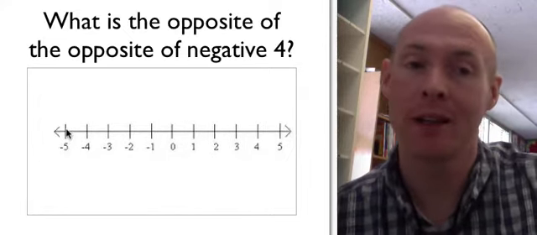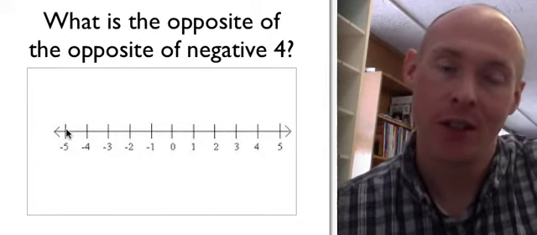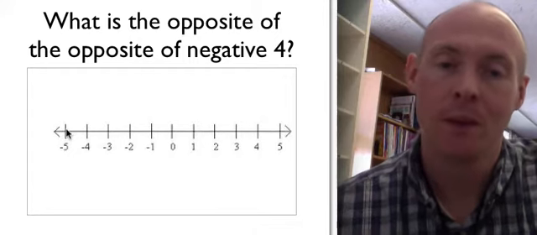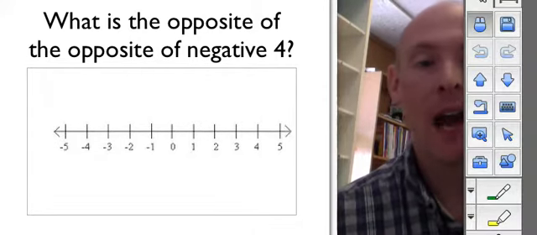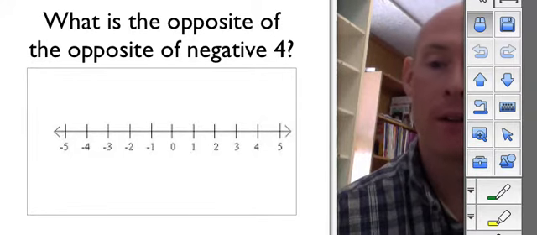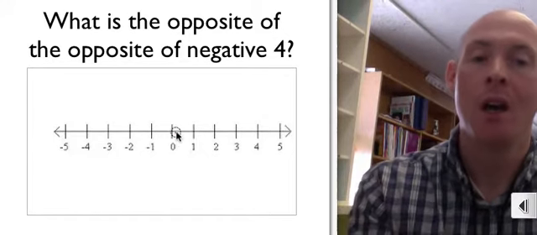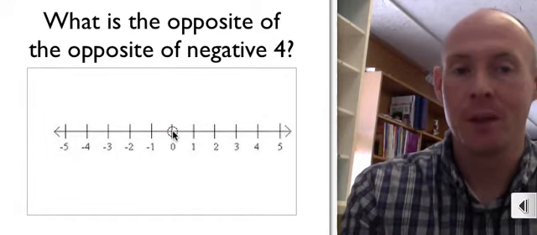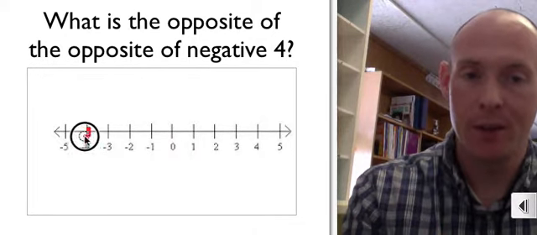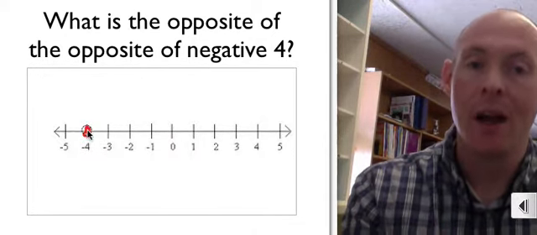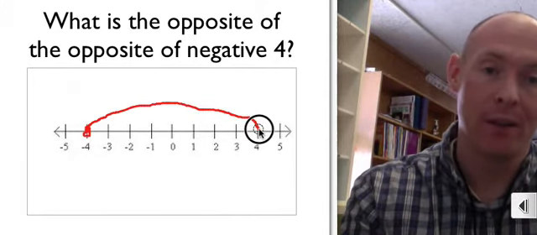Okay, this next one's a little bit tricky. I want you to pause the video and think about the answer to this question here. Okay, it says, what is the opposite of the opposite of negative 4? Let me pull up my little pen here so I can write. Again, we start at 0. Here's negative 4. And the opposite of negative 4 is positive 4.